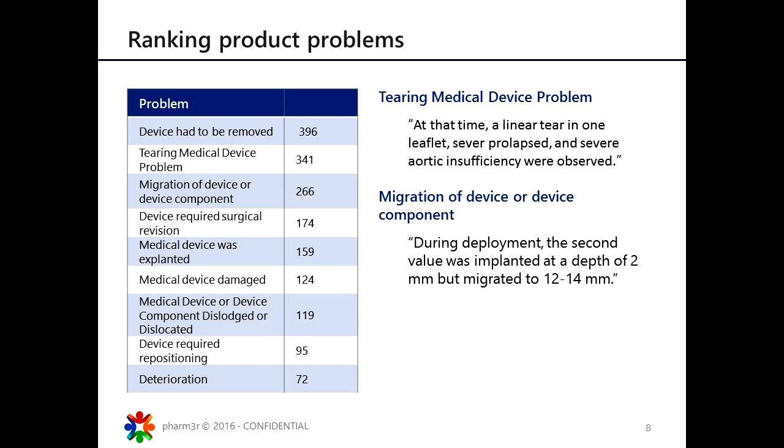So, for example, on the product problems, you can rank order a product problem specifically. On the right, you see a little snippet of text. Trust me when I say there are tens of thousands of those snippets, and we're able to programmatically say, okay, what are the problems with that device?